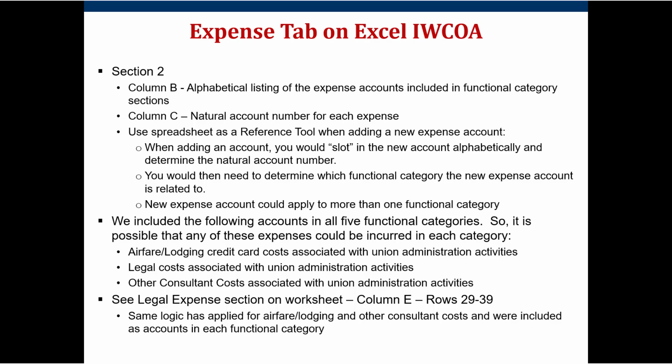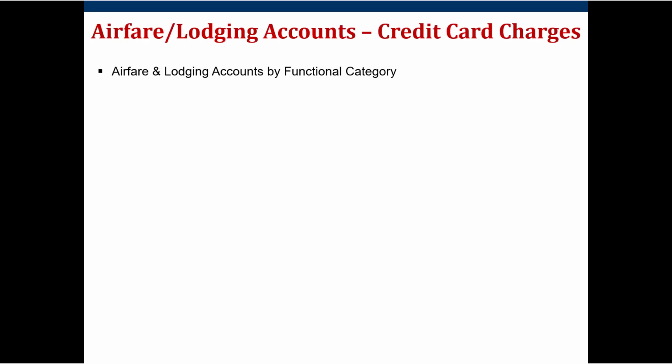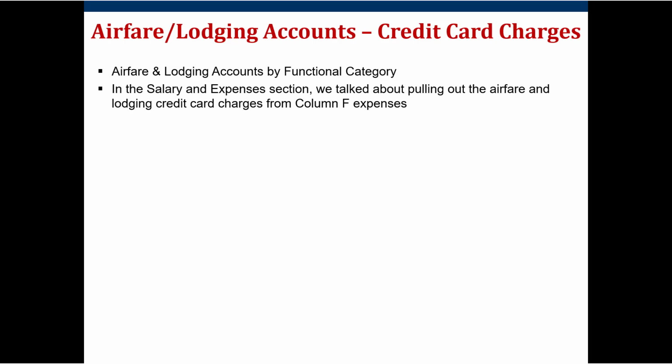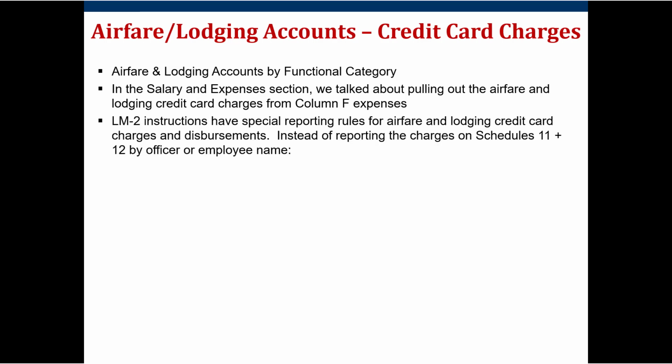All three expenses were listed on the functional category slides. There is one final area to discuss before leaving the functional category reporting section: airfare and lodging credit card charges. Back in the salaries and expenses discussion, we talked about pulling out the airfare and lodging credit card charges from column F expenses. The LM2 instructions has special reporting rules for airfare and lodging credit card charges and disbursements.